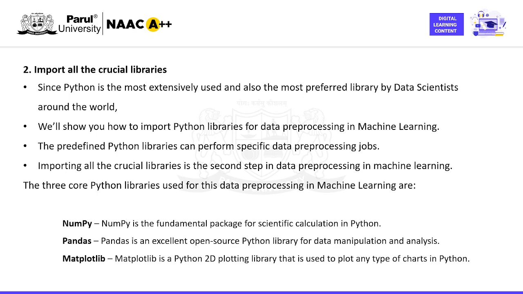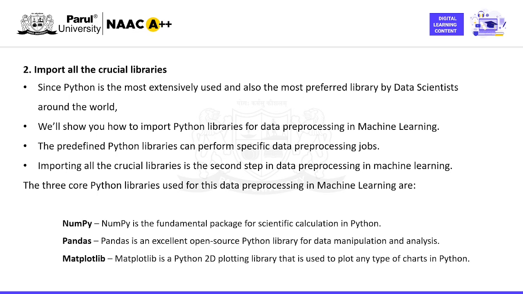The second one is Pandas. Pandas is an excellent open source Python library for data manipulation and analysis. When we perform data analysis, then the Pandas library is a very important library.